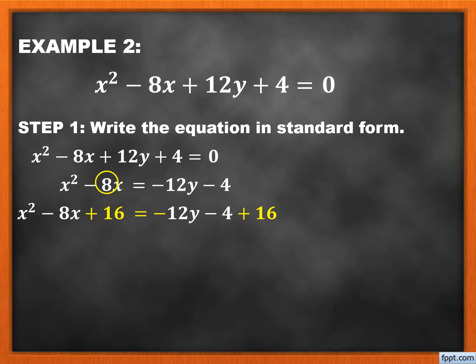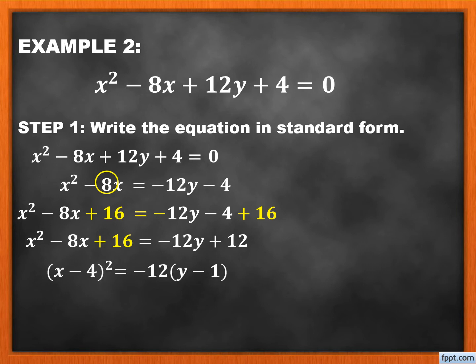Then we simplify the right side of the equation. -4 plus 16 is +12. For the last step, we get the factors of x squared minus 8x plus 16 and -12y plus 12. That is the square of x minus 4 equals -12 times y minus 1.